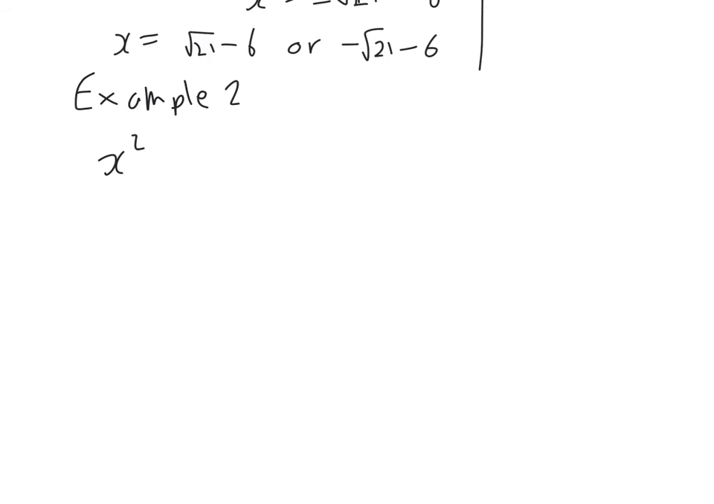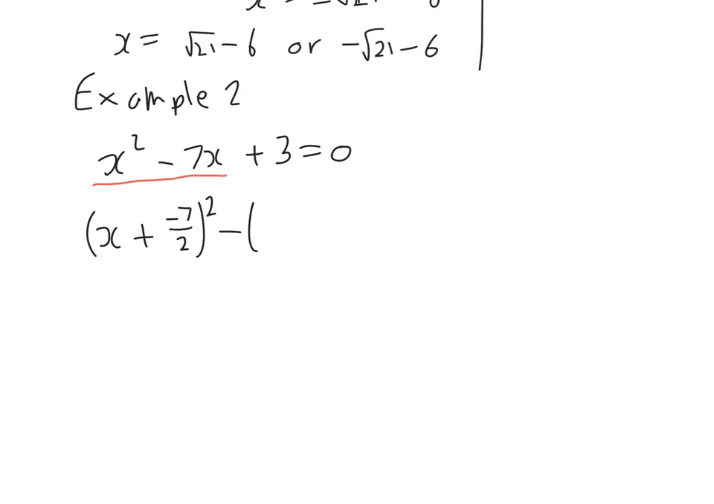So this time I'm going to solve x squared minus 7x plus 3 equals 0. So to do that, we get our first two terms, and we rewrite that as x plus b over 2, so this number halved, so minus 7 divided by 2 squared, take away this number over 2, so minus 7 over 2 squared, plus 3 equals 0.